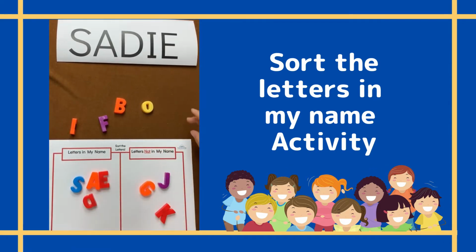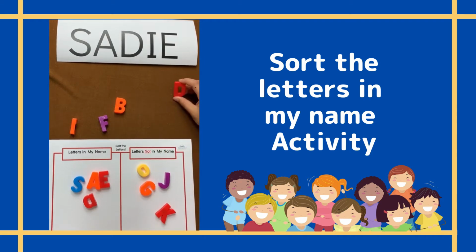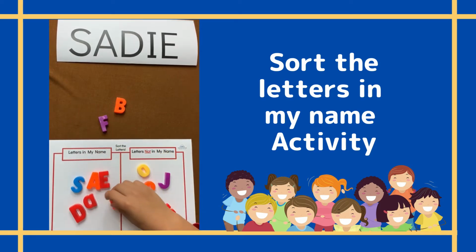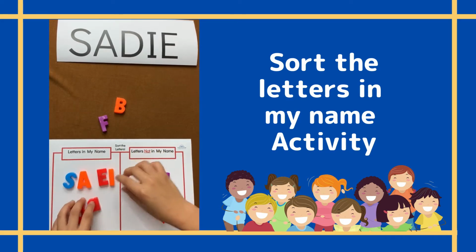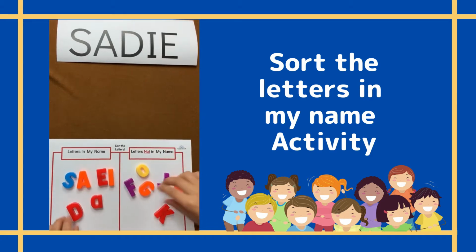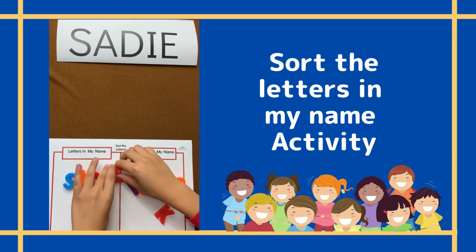J is in my name. Oh no. Yeah. I is in my name. Go like this. I go over there. F and B is not my name. S and D, I, E.